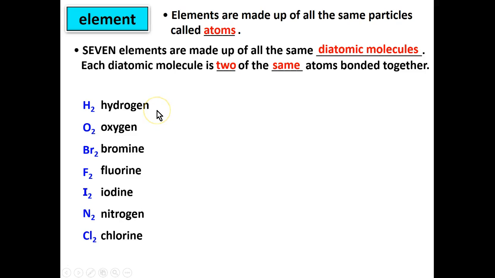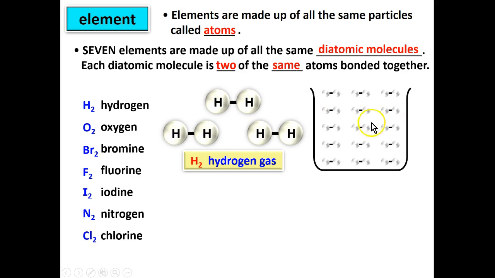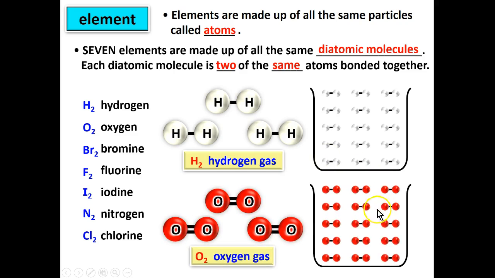Each of these 7 diatomic molecules are found in our universe in pairs. Just the way they are naturally found, they are more stable that way. And so you will always find them in pairs. Even though there are 2 atoms bonded together, they're still considered elements, still considered pure substances because it's the same element bonded together. So H2 hydrogen gas, pure substances, all H2 hydrogen gas. O2 oxygen gas, again, pure substance, all O2, same atoms, same elements.